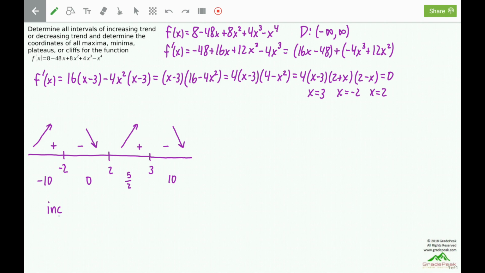So we have an increasing trend on the interval of negative infinity up to negative 2, union, and then it happens again in the interval from 2 to 3. We have a decreasing trend in the interval negative 2 to positive 2, union, and then again from 3 to positive infinity.